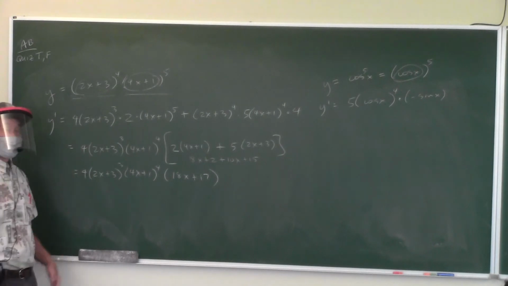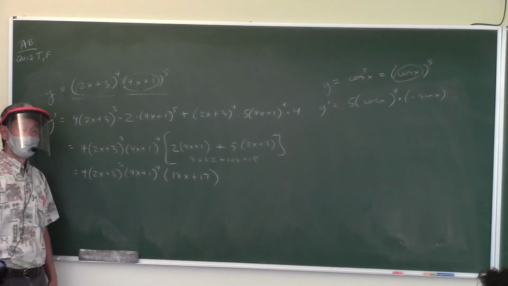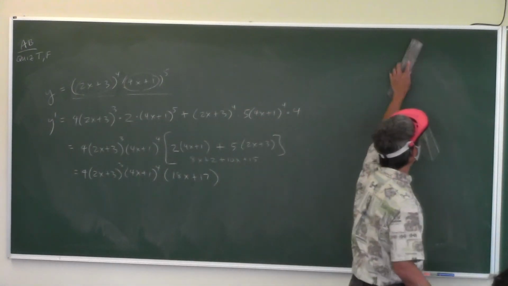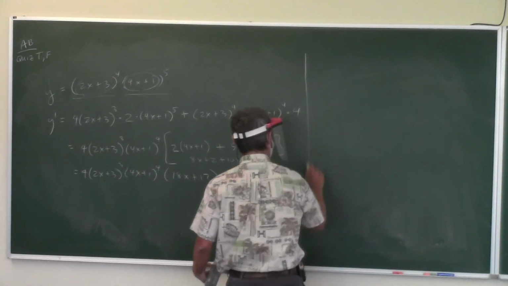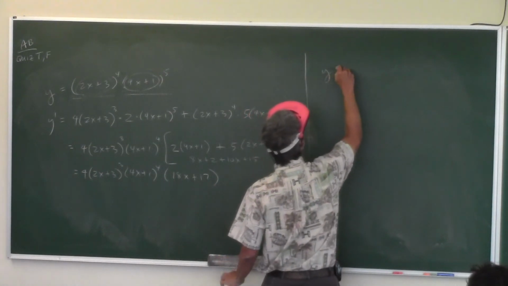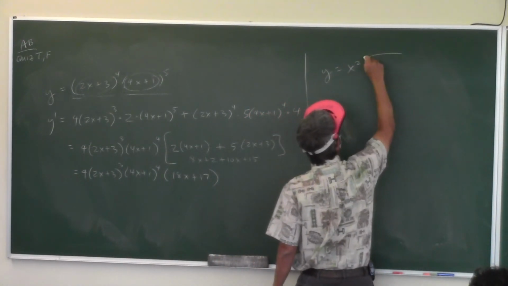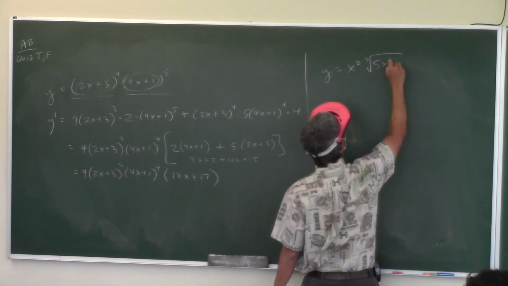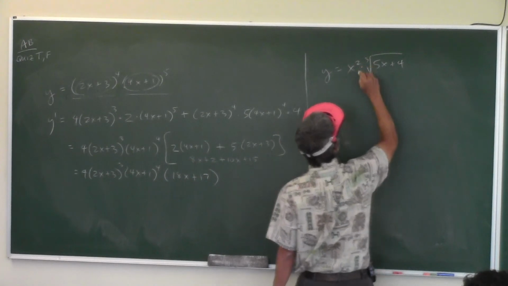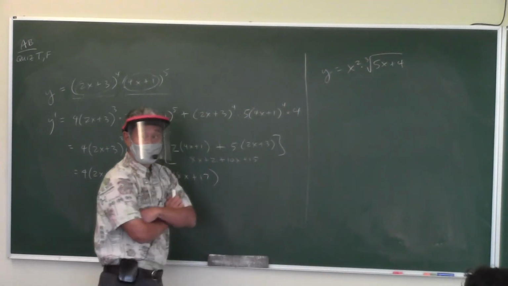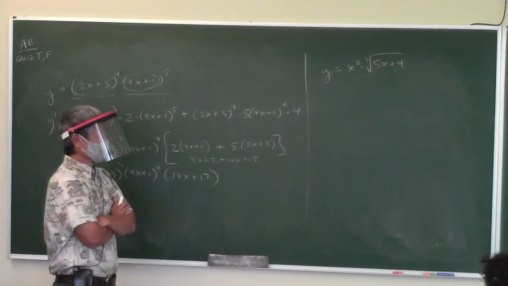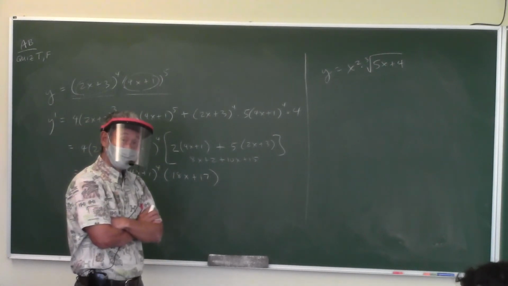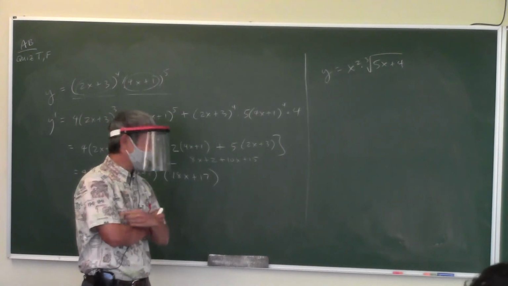Okay, do you guys think you can handle one with fractional exponents? Sure. Well, let's just see. Let's see how good period 5 is. 5x plus 4. Okay, so that's x squared times the cube root of 5x plus 4. How do I take the derivative of that? Well, I see a product, so that means I gotta use the product rule.